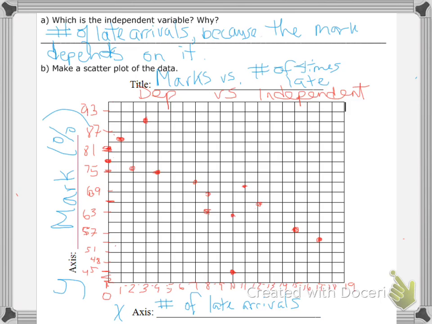Alright, so now all my points are plotted. So you have a representation of all the students in the class and all of their late marks, all of their late arrivals and all of their marks.